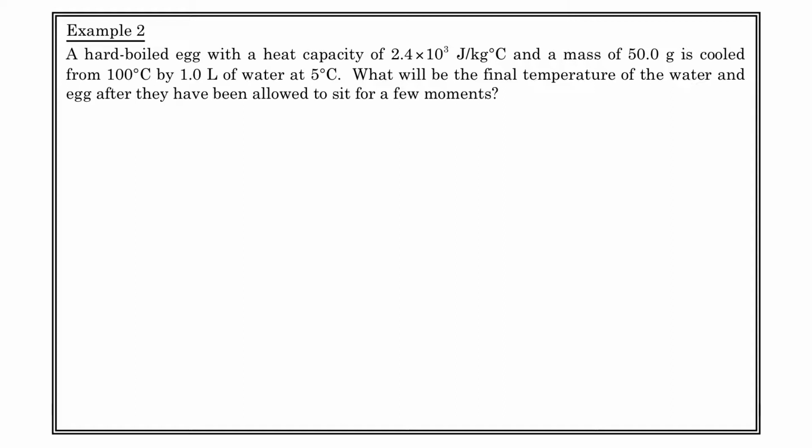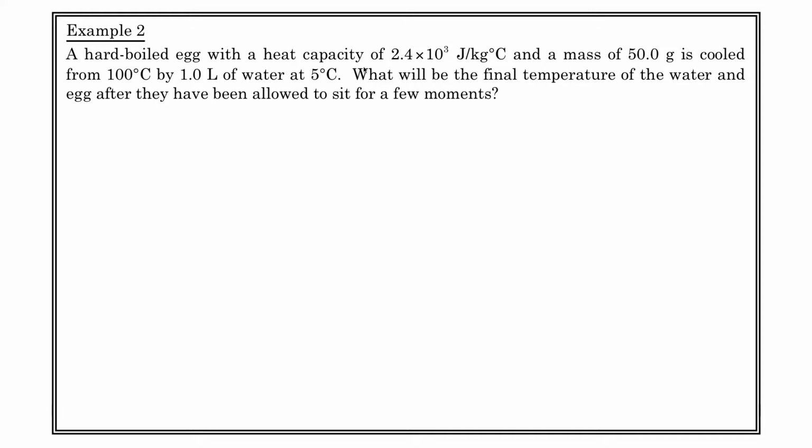So we take this egg that's at 100 degrees Celsius and we put it into 1 liter of water at 5 degrees Celsius. Those two things are going to exchange their heat energy and they're going to come to rest at some temperature in between 100 and 5 degrees Celsius, right? So the egg is going to be cooled down by the cold water. But this cold water is going to be warmed up a little bit because we're putting a hot egg in. And we're going to find the final temperature of these two objects after they've been allowed to sit for a few moments.